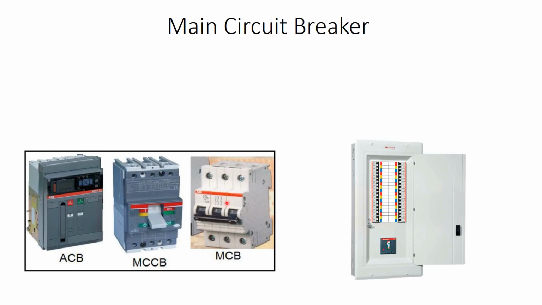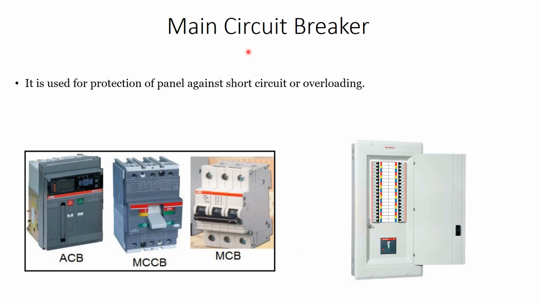Now let's start with the main circuit breaker. The main circuit breaker can be any of these types: an air circuit breaker, a molded case circuit breaker, or a miniature circuit breaker, as you can see here. Each of these circuit breakers we can discuss in another video, but we are just giving an overview. So this is the main circuit breaker, which can be any of these types. So what is the function of the main circuit breaker?